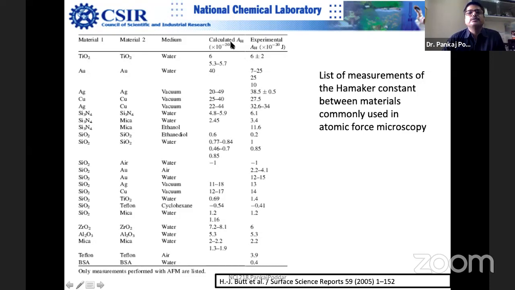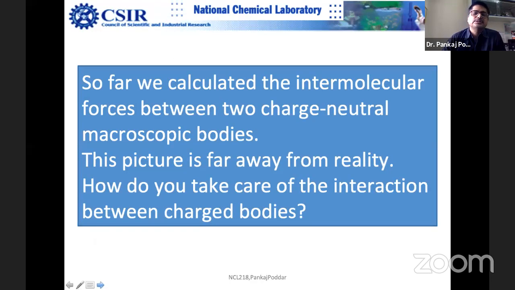So you can see this is the calculated Hamaker constant. Unit is joule again, and this is experimental, and they're quite close to each other. Another thing I would like to mention is that these experimental values were calculated by using atomic force microscopy. So you can see that atomic force microscopy can give you values so close to the calculated values. That's why industries love this instrument, the atomic force microscope, because it's highly quantitative.